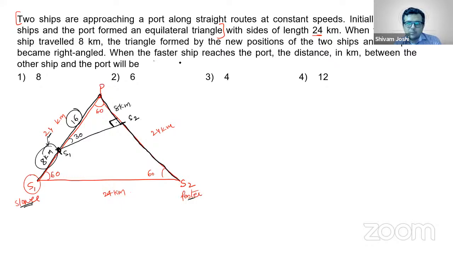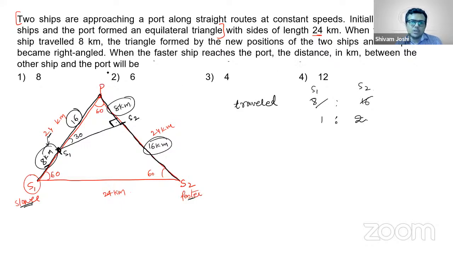Now, when the faster ship reaches the port, the distance in kilometers between the other ship and the port will be how much? So this tells me that for S2, only 8 kilometers remain, which means S2 has already traveled 24 minus 8, which is 16 kilometers, right? So if I just find out the distance that they have traveled, S1 and S2, in the same amount of time, S1 has done 8 kilometers, S2 has done 16 kilometers. The ratio of the speed is 1:2, right?